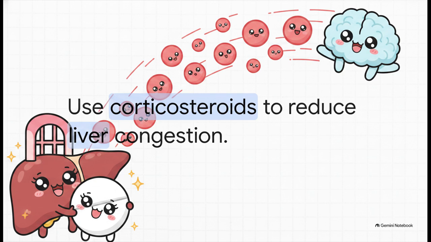Instead, this theory suggests using corticosteroids to rapidly knock out the inflammation and congestion in the liver. By opening up the liver, that trapped blood is released, the Cori cycle restarts, and healthy, oxygen-rich blood flow is finally restored to the brain.